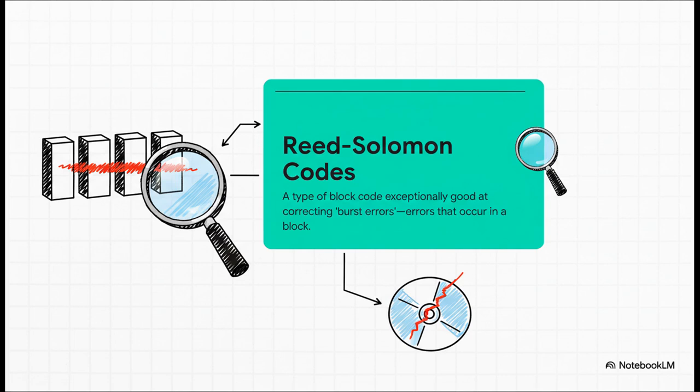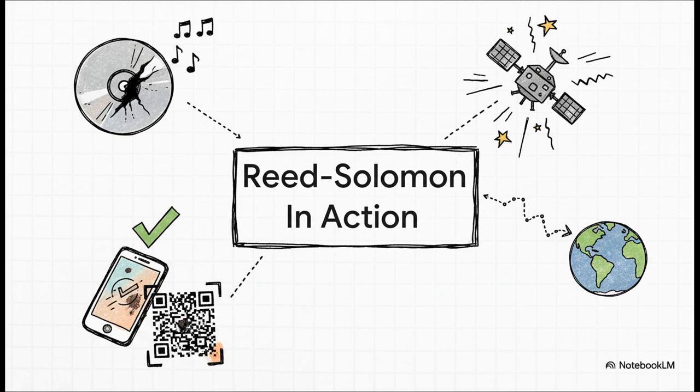These guys work on chunks, or blocks of data, and their absolute superpower is correcting what we call burst errors. This is when a whole string of data gets wiped out at once. The perfect example? Think of a deep, nasty scratch on a DVD. And this is exactly where you find them.